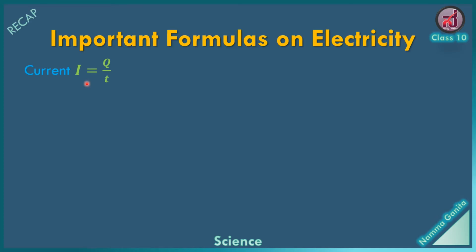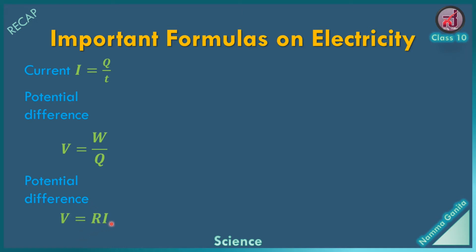Current I is equal to Q divided by T, where Q is the electric charge and T is the time. Second formula, potential difference: V is equal to W divided by Q, where W is work done and Q is electric charge. Third formula, potential difference: V is equal to RI, Ohm's law, where R is the resistance of the resistor and I is the current.